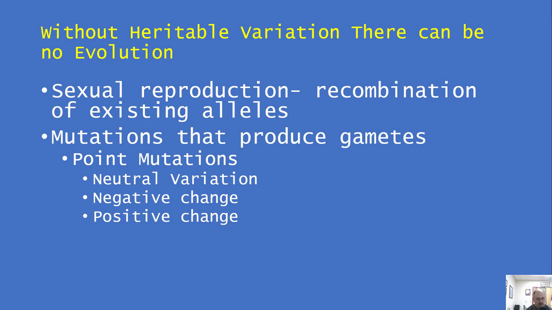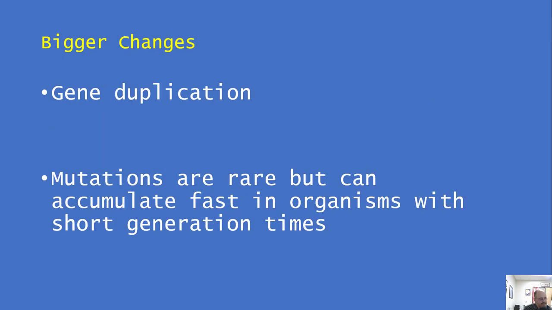Point mutations usually have no impact, which we might call neutral variation. So a silent mutation has no real change to the protein. It can also have a negative change if the protein changes shape, shifts function, doesn't work anymore. Or it could have a positive change. Perhaps this organism now is slightly more resistant to an antibiotic if it's a bacterium or something like that. So lots of possibilities thanks to small changes in the DNA.